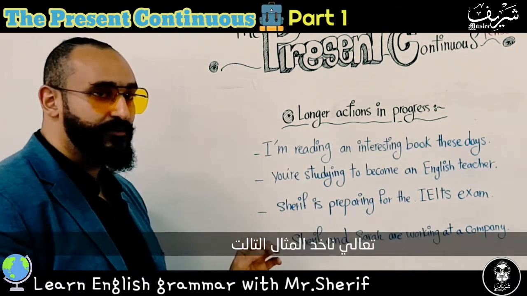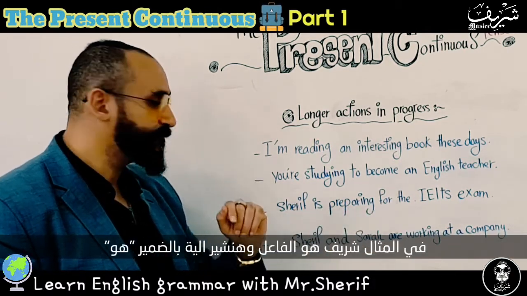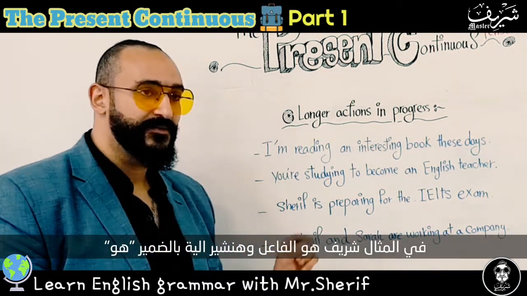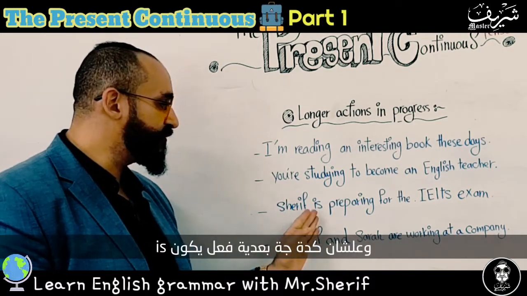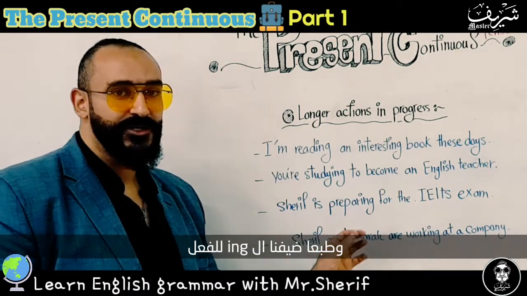Let's take the example number 3. Sharif is preparing for the IELTS exam. As you can see here, Sharif is the subject, and the proper subject pronoun is going to be he, and that's why we've chosen is as a be verb, and we've added the ing to the verb.